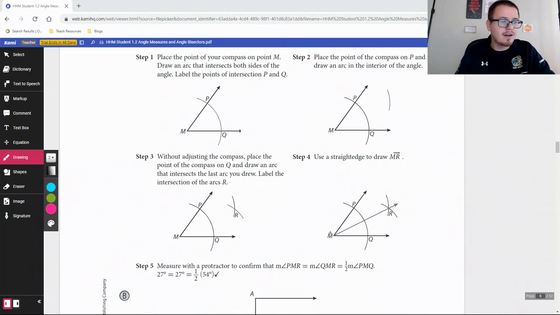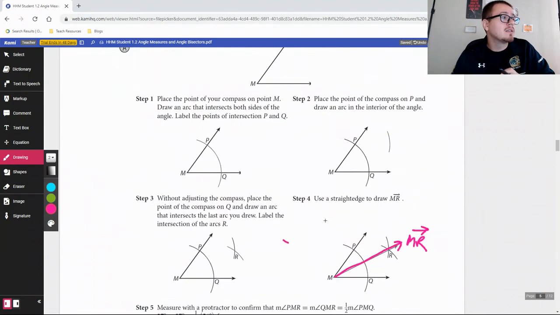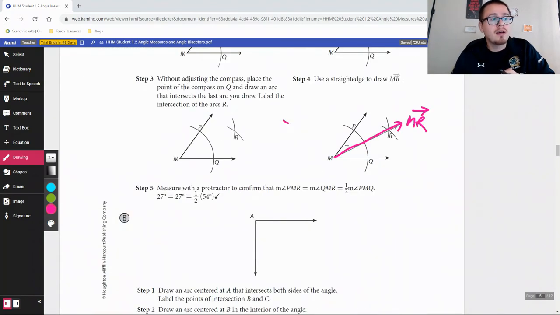This ray right here, this ray that extends from the vertex out, so ray MR, you see I'm trying to be real precise with my language. That's math practice 6, attend to precision. It is the bisector. That's the angle bisector, and that's going to break PMQ into 2 equal pieces.